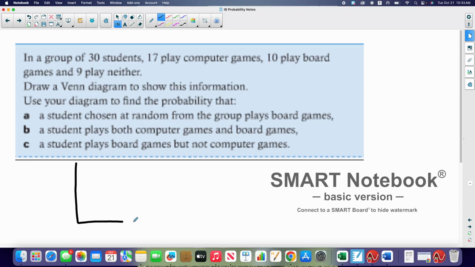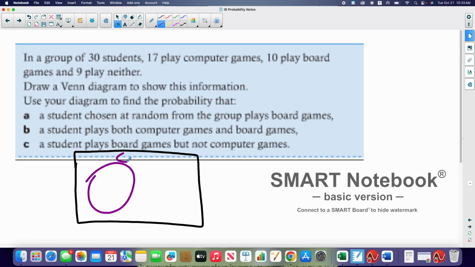So in my Venn diagram, I have this right here. I'm going to say these are my computer game people. These are my board game people. And I'm pretty confident there's probably going to be an overlap. Somebody likes computer games and board games. All right? So I have that there. So I'm going to draw that.